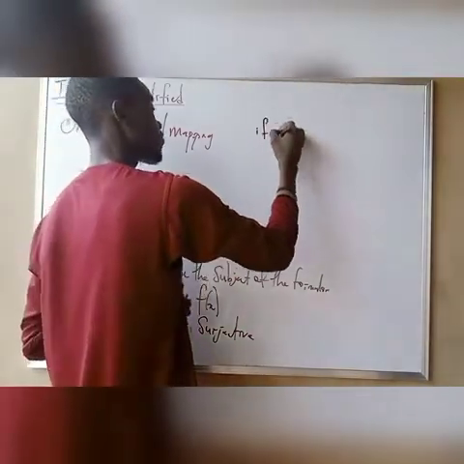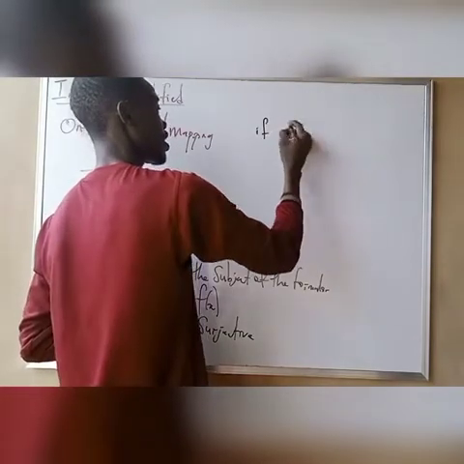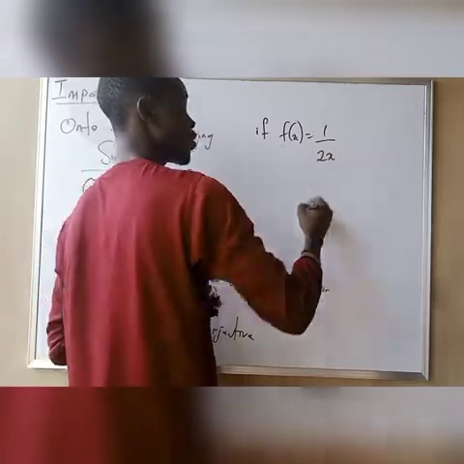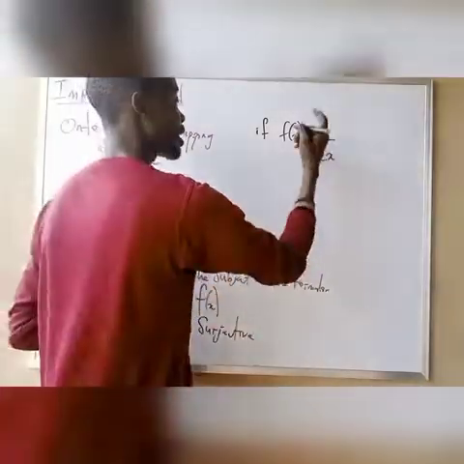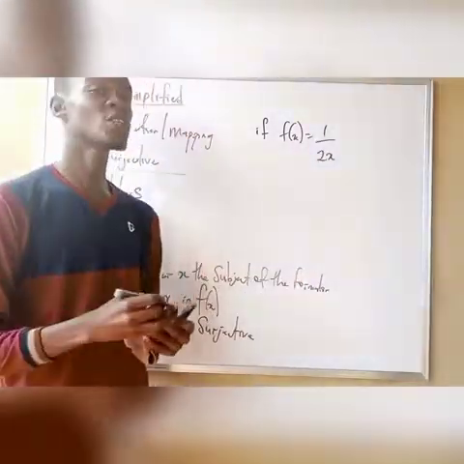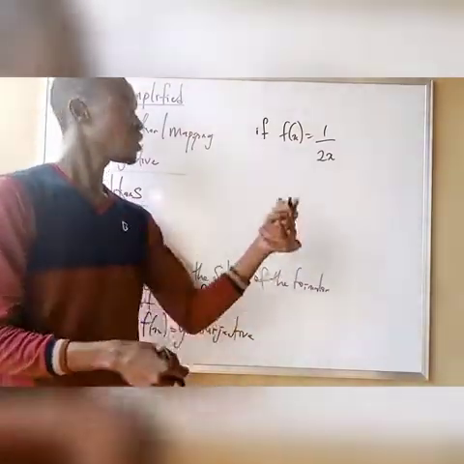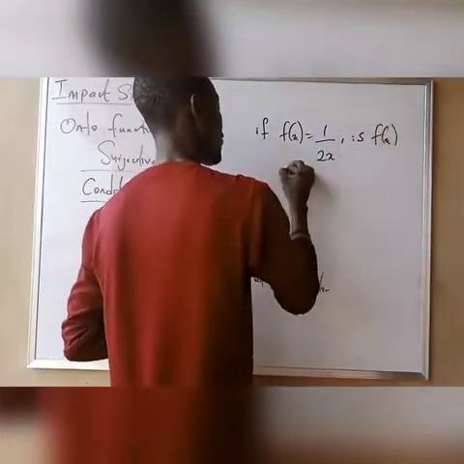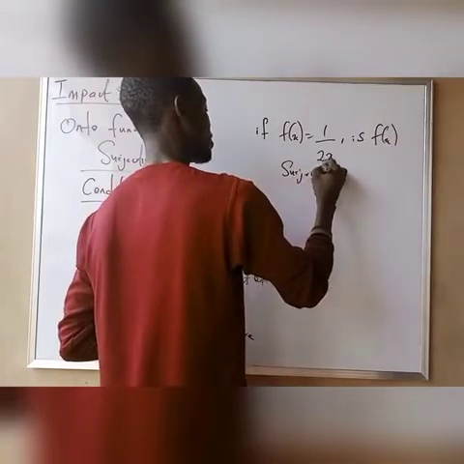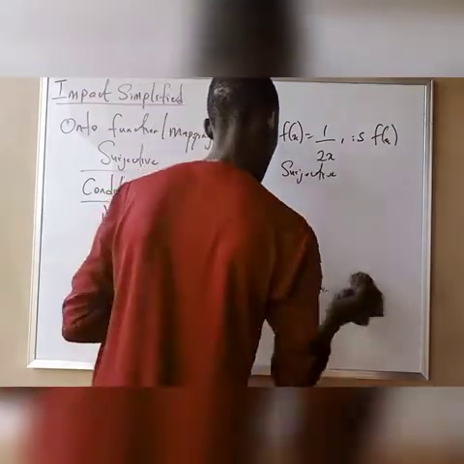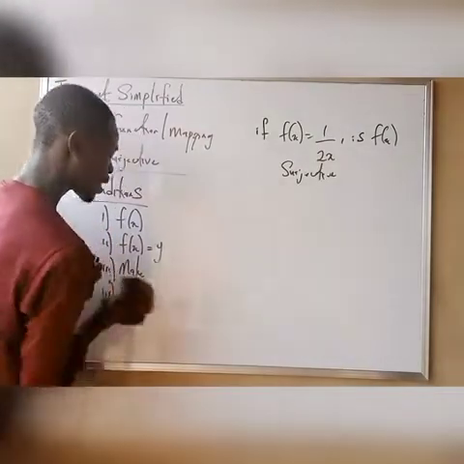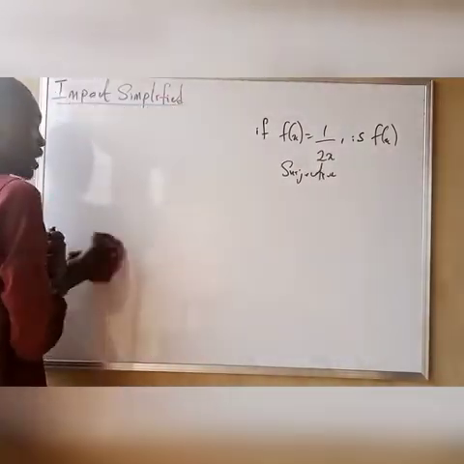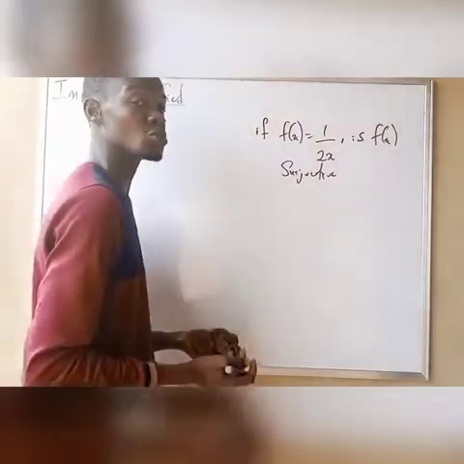They said if f of x is equal to 1 over 2x, don't forget that we have solved something like this earlier, that we said this function is injective. Now they ask, is f of x surjective? So they ask, is this function surjective? So what are we going to do? We follow the principle of surjective. That is the principle that will make a function surjective.